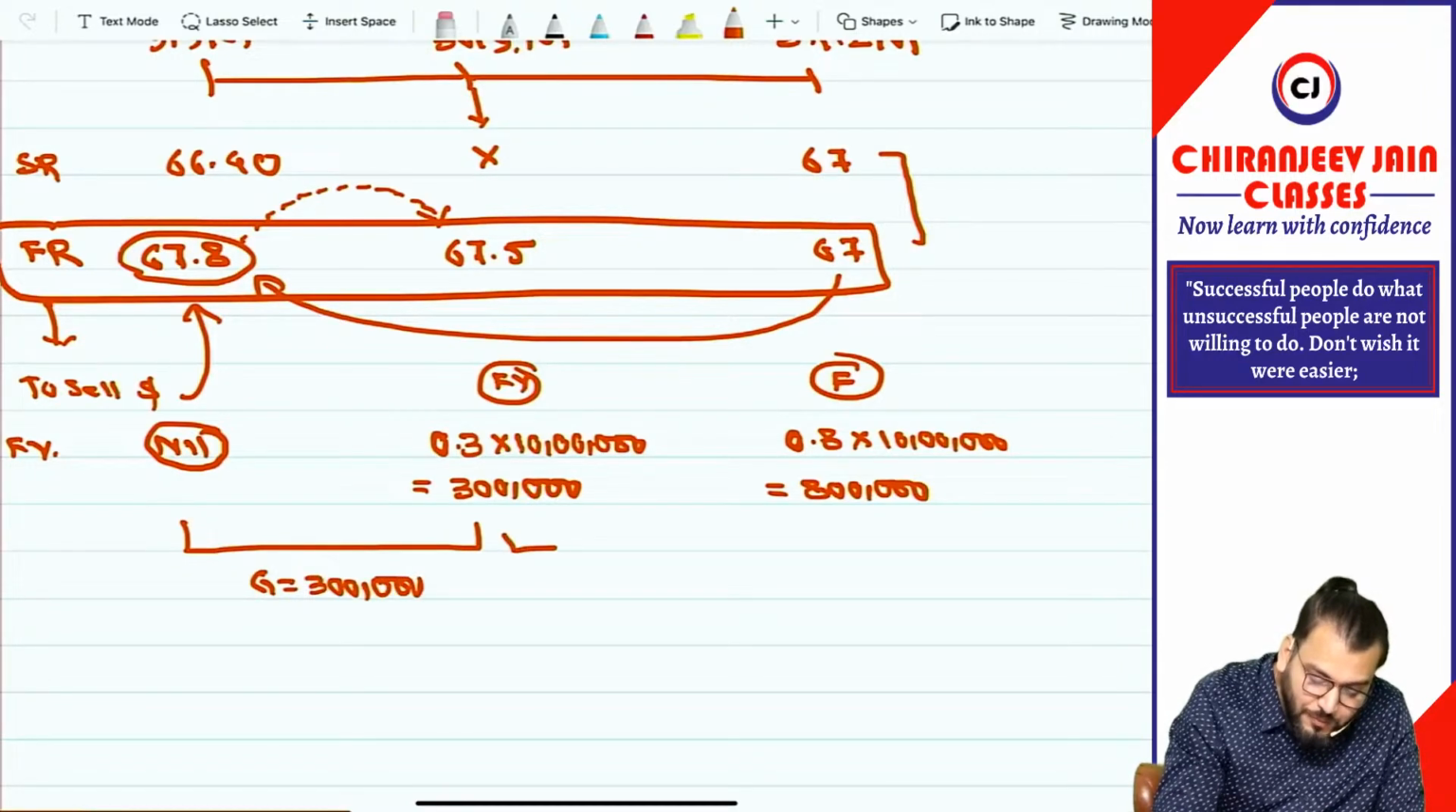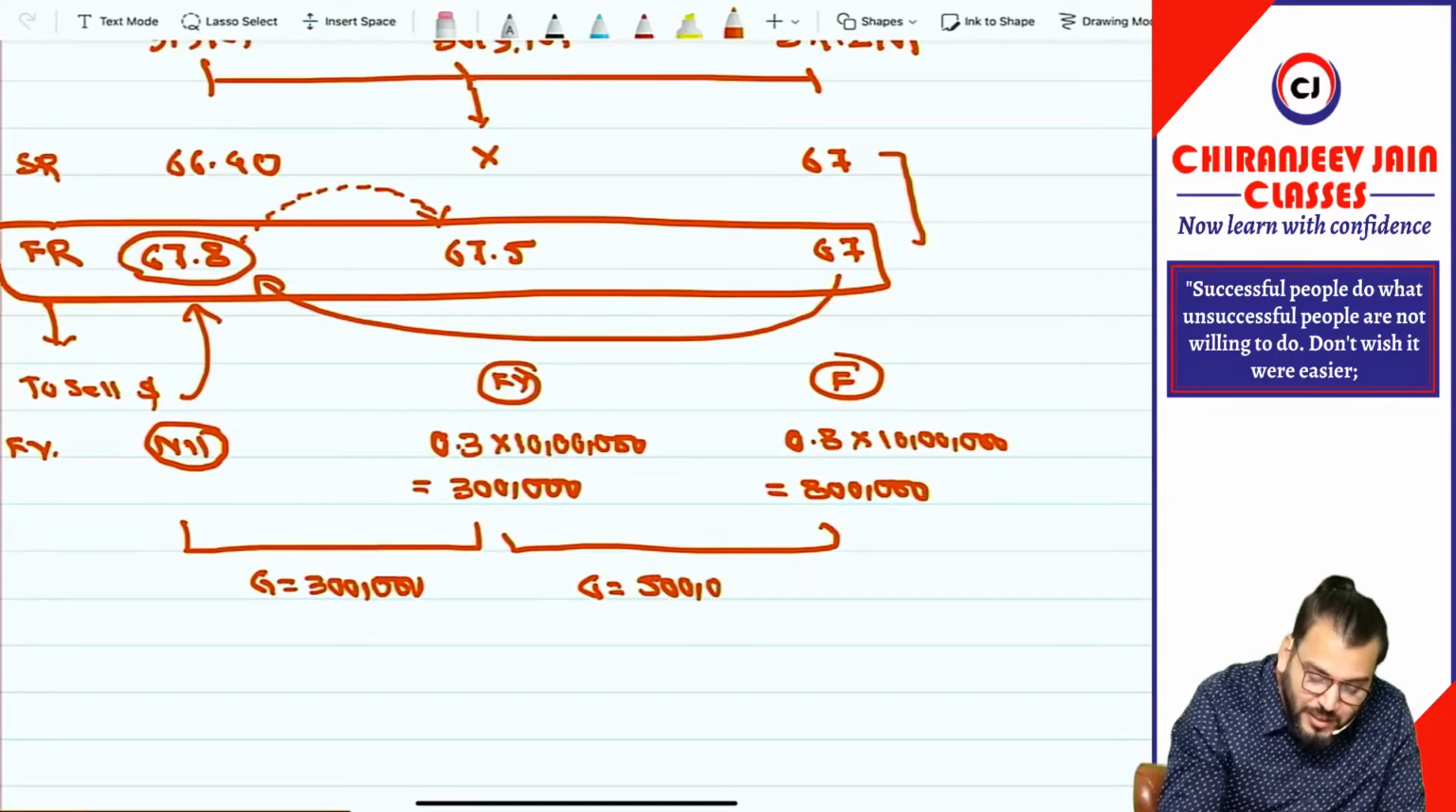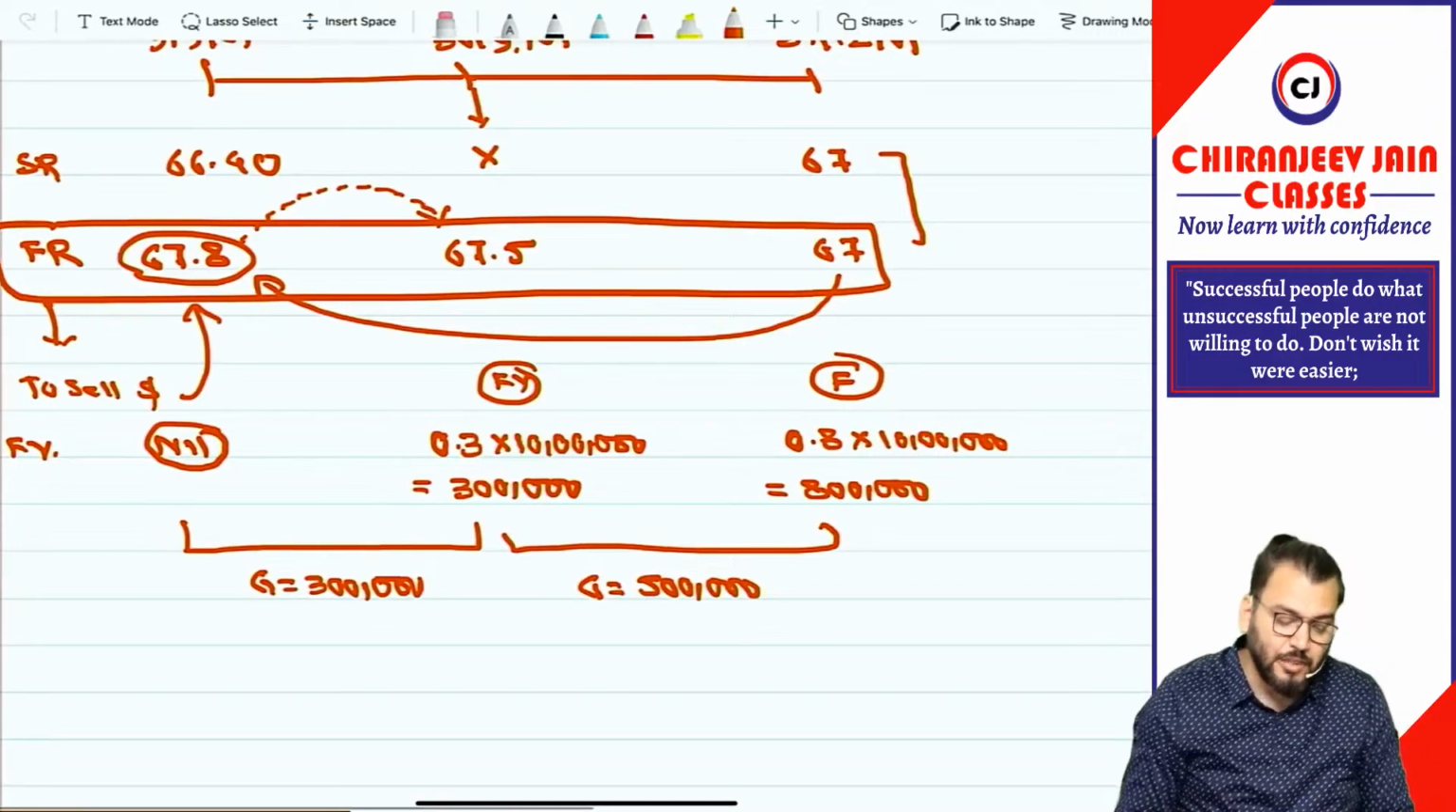Then there is a gain of what? 5 lakh. I hope you are understanding. Gain of 5 lakh. Now we can do the journal entries. Can you do the journal entries?